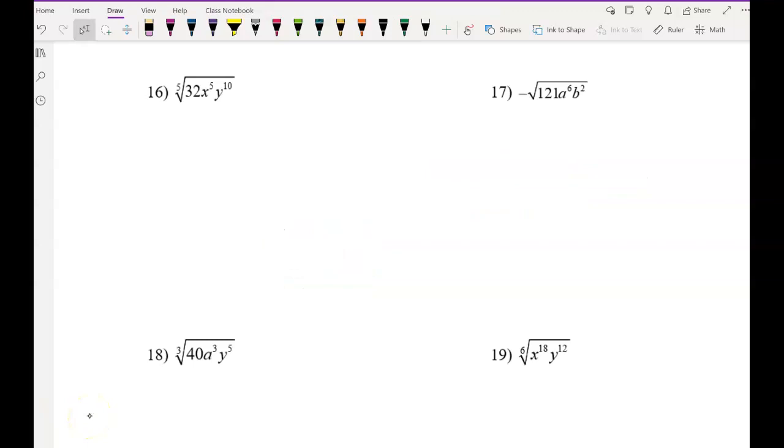So we have 4 examples left. Okay, let's check to see which ones have even indexes, and those are the only ones that we have to worry about putting absolute values on the variables. Example 16, index is 5. We don't have to worry about absolute values. Example 17, square root. Ooh, so let's put a dot on there to make sure we know that we might need an absolute value. Example 18, index of 3, not needed. Example 19, ooh, index of 6.